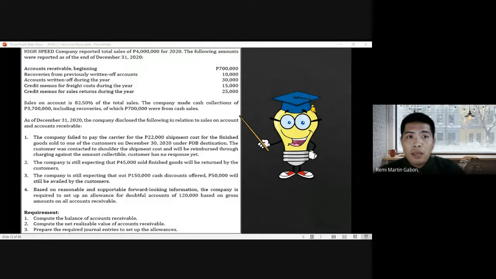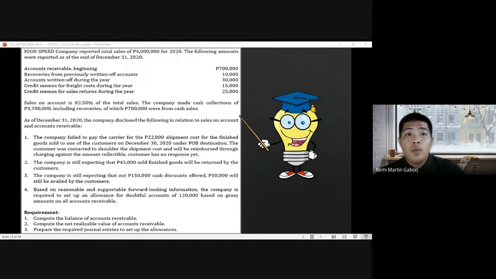So how does number one, the additional information, differ from the credit memos for freight cost during the year of 15,000? The only difference between the 15,000 credit memo for freight cost and the freight cost that was not paid to the carrier under FOB destination is in the journal entry. Both are still debited to freight cost. However, for credit memos that have already been issued, our credit is accounts receivable, because we are immediately deducting the amount from the accounts receivable of that specific customer. So the credit memo connotes an actual shouldering of the freight cost by the buyer. The number one additional information is only referring to the allowance.